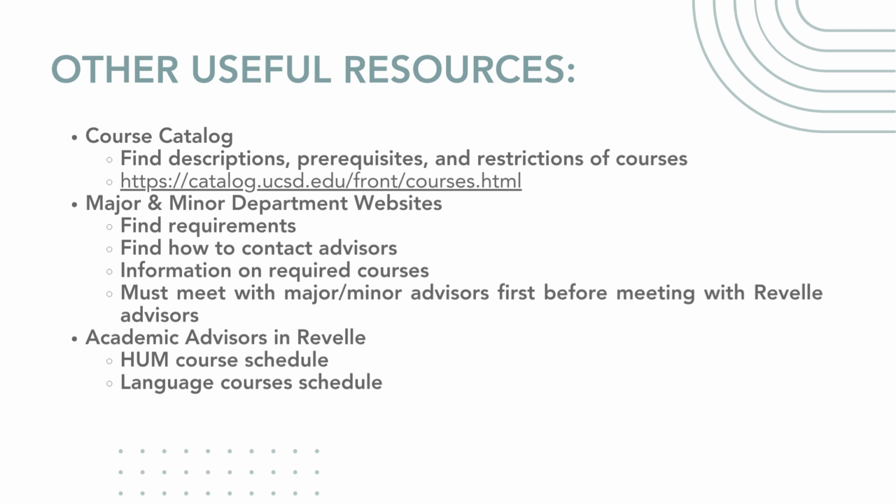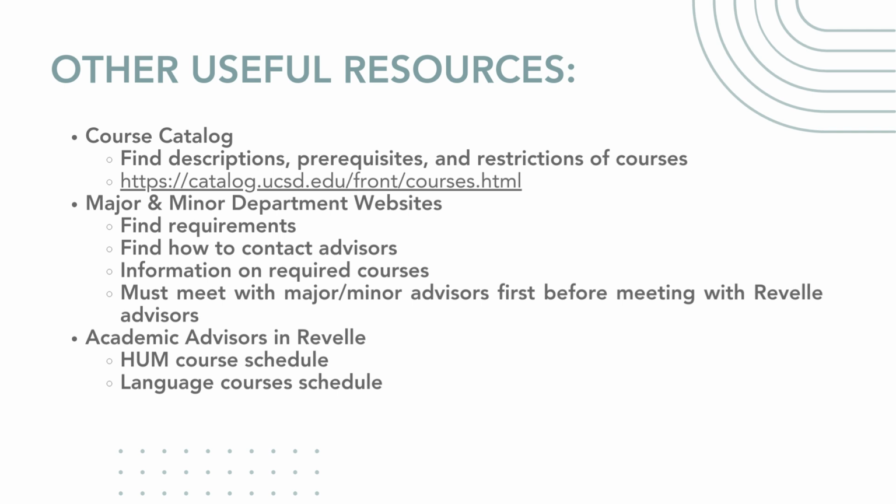Here are some other useful resources. The course catalog is an important and useful tool to make sure that you have met the prerequisites of the course. You can use this to find descriptions, prerequisites, and restrictions of courses. The major and minor department websites are all helpful as well, since the academic plans provided online do not have the option to view minor courses.